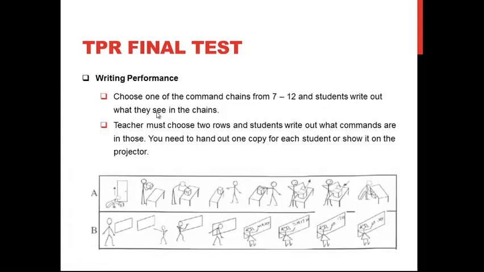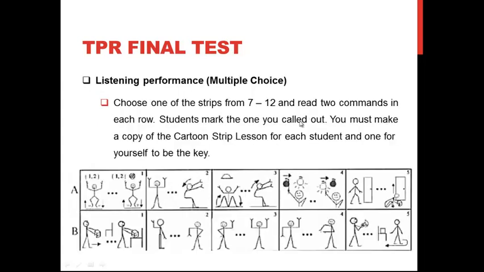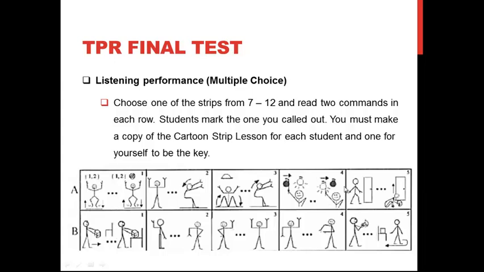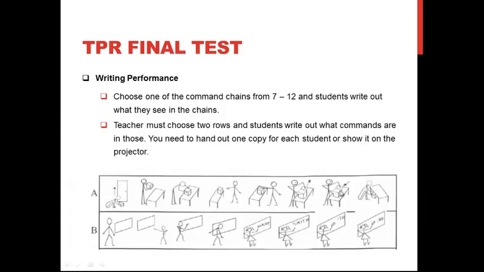Then we have writing performance, which is this one. In this one, you have to get command chains. Don't confuse command chains with these ones here, which are lesson stripes. And these are commands. You see, they're different. Here you have the numbers. Here you don't have the numbers because the commands go in a sequence. It's a command chain. So you choose one of the chains from 7 to 12. It must be from 7 to 12 because these are the most advanced ones.